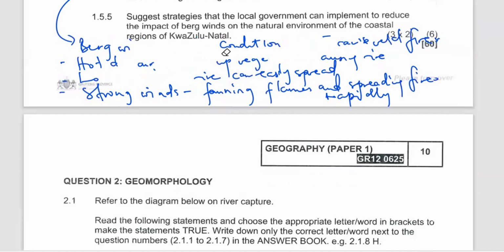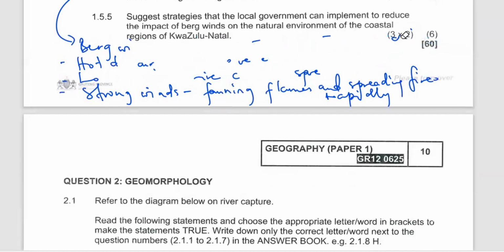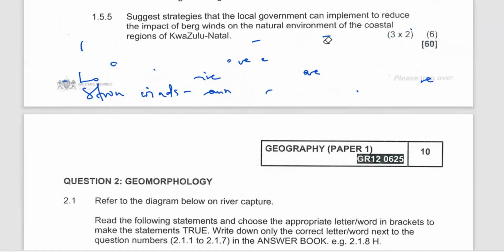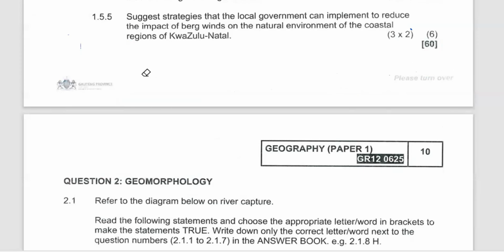suggest strategies that the local government can implement to reduce the impact of Berg winds on the natural environment of the coastal regions of KZN in KwaZulu-Natal. What can the municipality do to try and reduce the impact of the Berg winds? We know well that the danger is mainly with effect of fire. So what can we do to reduce the impact?